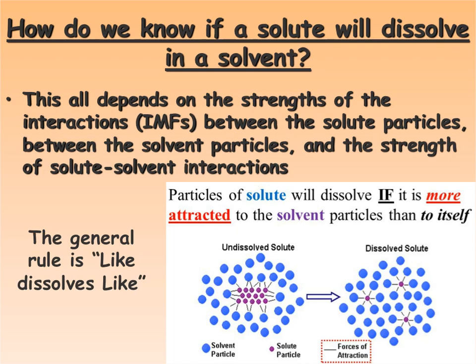So particles of a solute are going to dissolve if they are more attracted to the solvent particles than they are to themselves. Okay, so they're going to want to basically go with whatever is the strongest interaction. So if they interact stronger with the solvent, they will dissolve. If they interact more with each other, then they will not dissolve. And we often refer to this little general rule of like dissolves like. So charged things tend to dissolve other charged things. Non-charged things tend to dissolve other non-charged things.